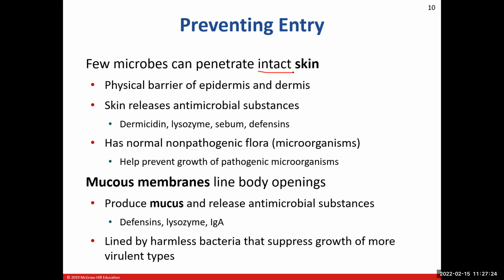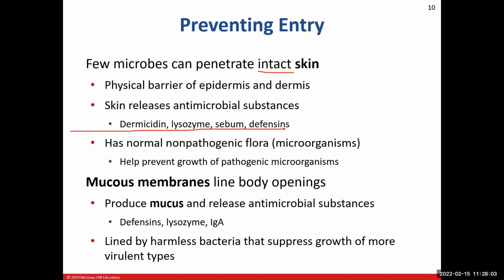In addition to that, how awesome is this? Our skin produces all of these antimicrobial substances. We talked about, for example, sebum, in Chapter 6, when we were talking about the sebaceous glands, which are holocrine glands. They produce the sebum that is excreted onto your hair. And as the hair is passing out of the hair follicle, outside the skin, it deposits the sebum onto the skin.